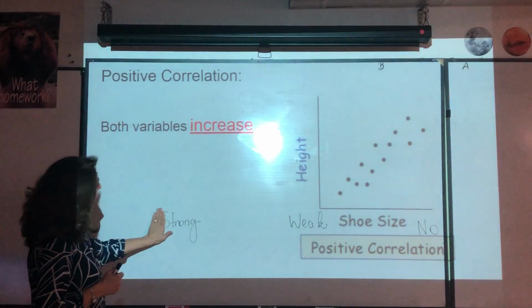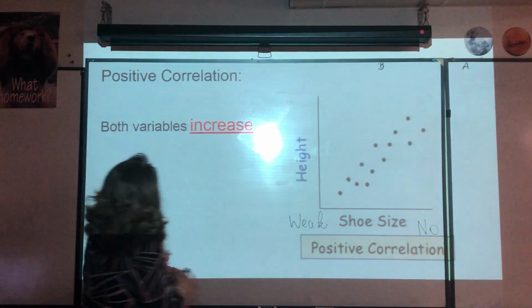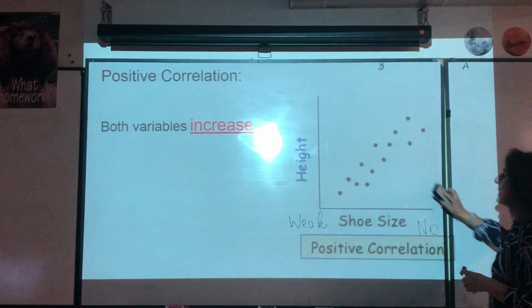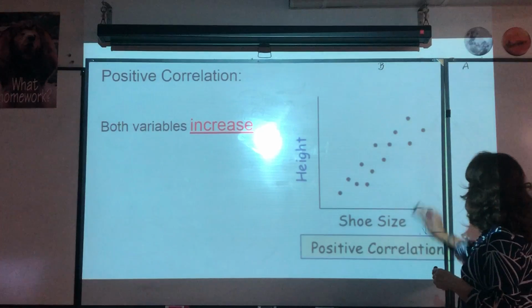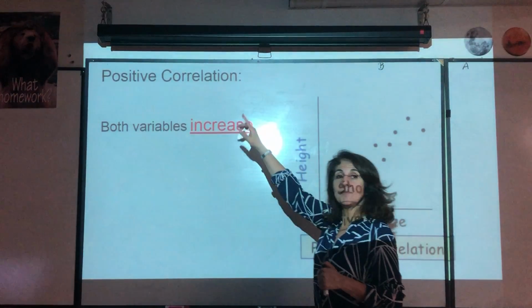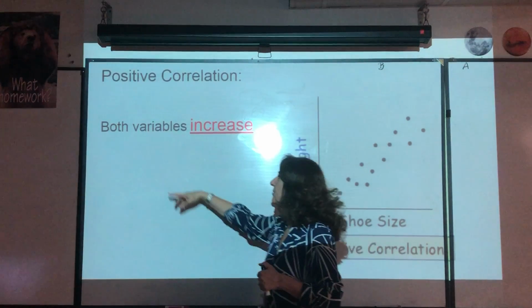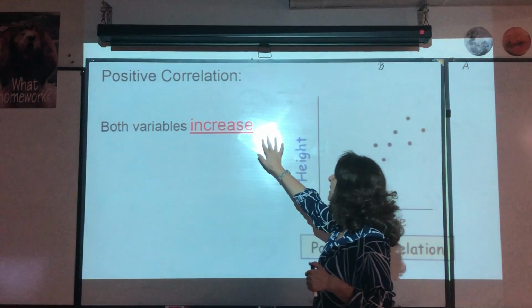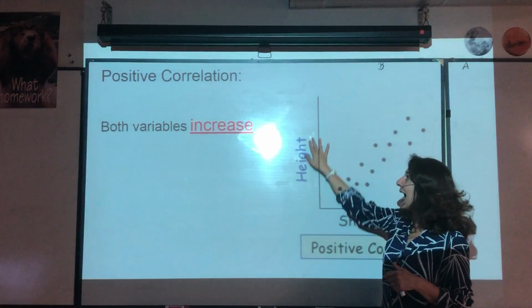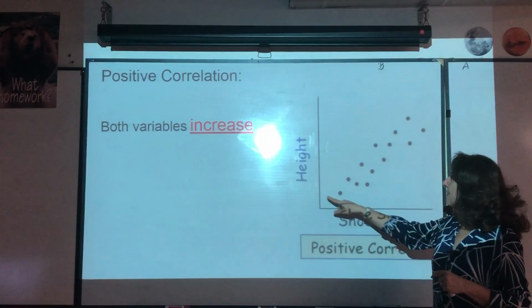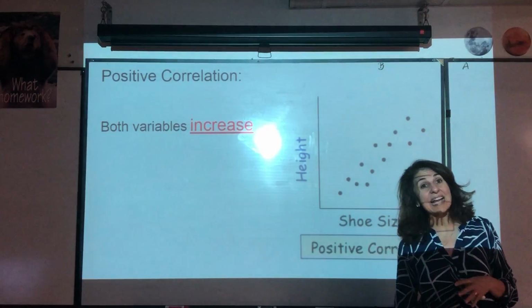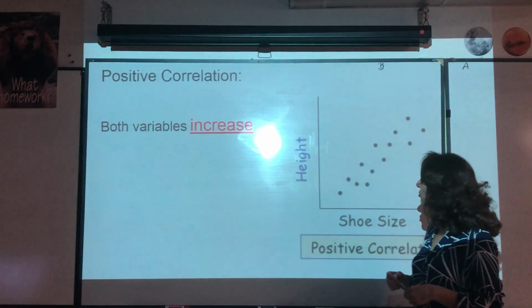Also, now we are going to see whether the relationship between the variables is increasing or decreasing, what kind of relationship we have. So positive correlation in the information means that both variables are increasing. Here I have shoe size and height. So that tells me what? The taller the person, the bigger the size of the shoe that this person is going to wear.